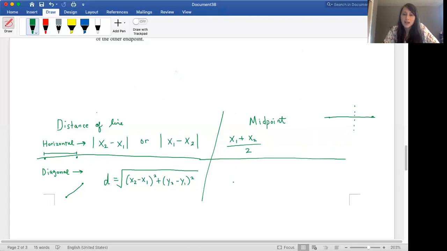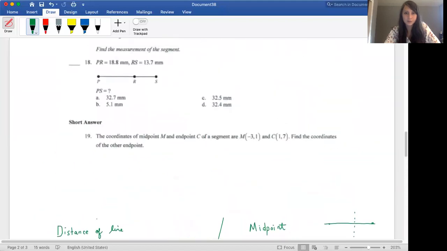If it was a diagonal midpoint, the midpoint equals your x's added together, x1 plus x2 divided by 2, and your y's added together divided by 2. So basically like the average of the x's and the average of the y's. That's midpoint is also going to be an x and y value. It's an ordered pair on your graph. So let's take a look at these problems up top, okay?